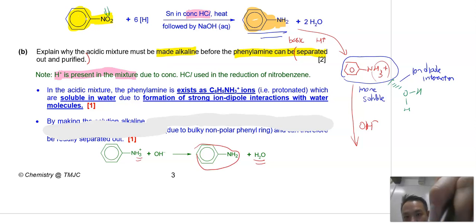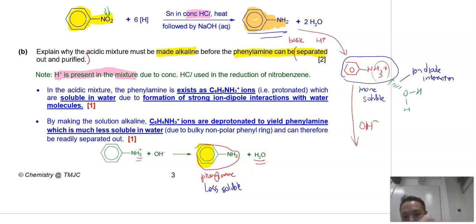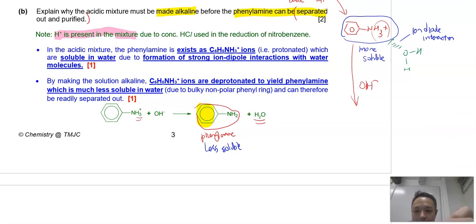Now take note, this phenylamine is going to be a lot less soluble. Why? Because of the bulky non-polar benzene ring. So once it's less soluble, it can then be separated out. Okay, so the bulky benzene ring cannot interact with water, so you expect the water to only form hydrogen bonds with the NH2 group, but it cannot surround the bulky benzene ring. Alright, as compared to your ion-dipole, this entire thing exists as an ion.